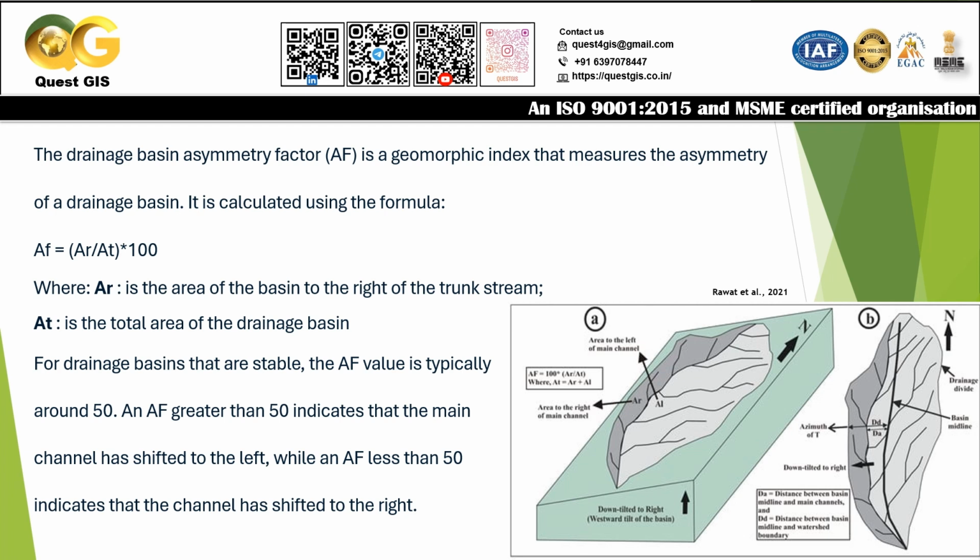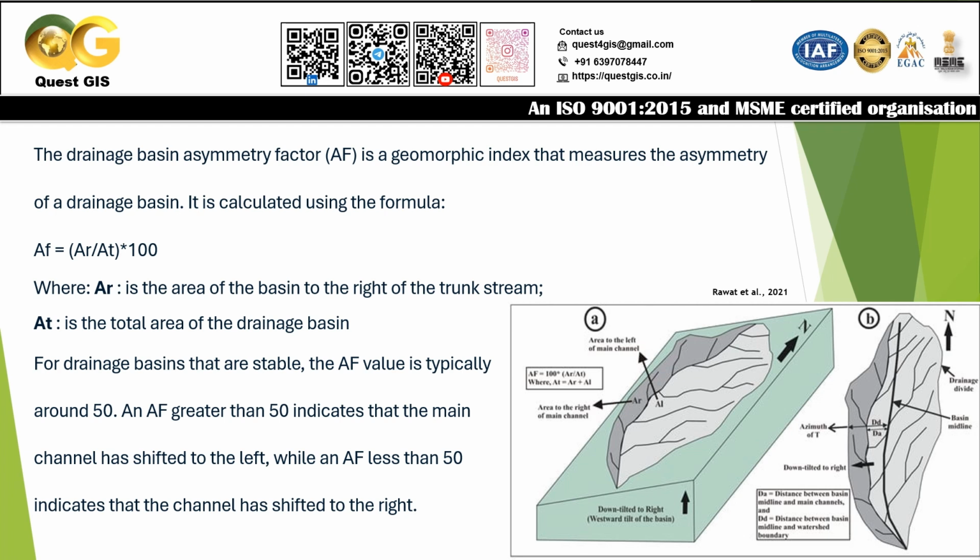So this figure I have taken from Rawat et al 2021, and you can go through this paper as well. For drainage basins that are stable, the AF is typically around 50. AF greater than 50 indicates that the main channel has shifted to the left, while if your AF is less than 50, then the channel has shifted to the right. So this is what you can identify using this asymmetry factor of a drainage basin. I hope this is clear with all of you.